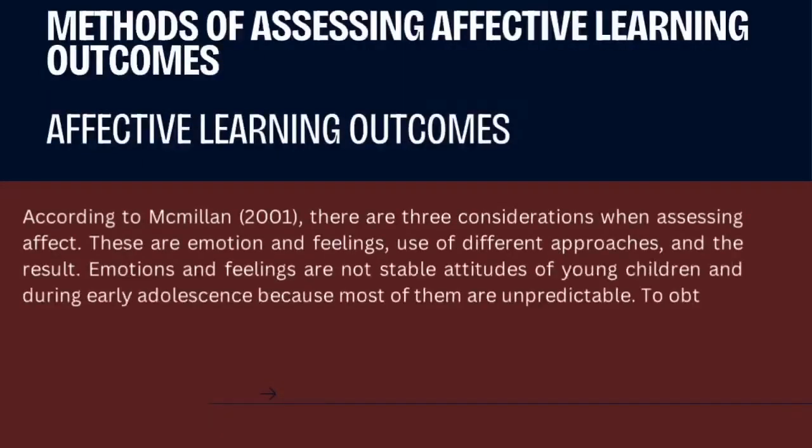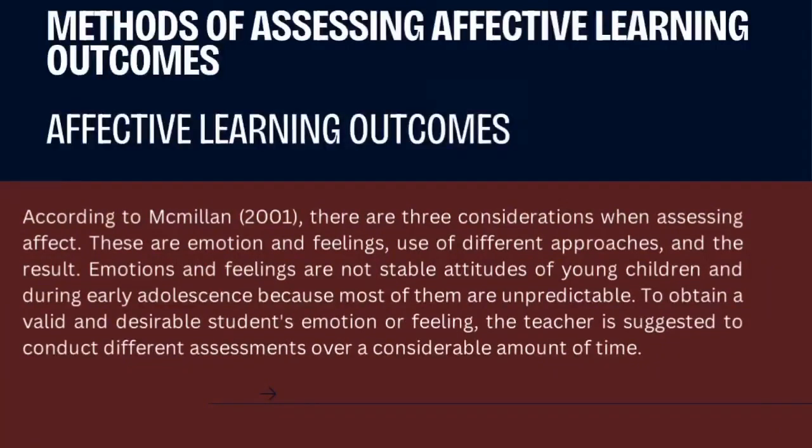Macmillan says that there are three things to think about when assessing affective learning. The first is the emotions and feelings. Young kids and teens can be emotional and change moods quickly. So, their feelings aren't always stable. That's why one test or observation isn't enough. So, to get a better picture, the teacher needs to observe the student many times over a longer period to see what emotions or values are more common.